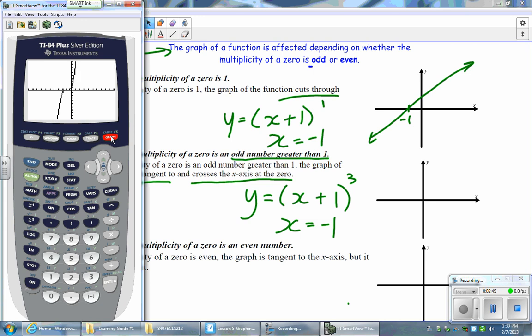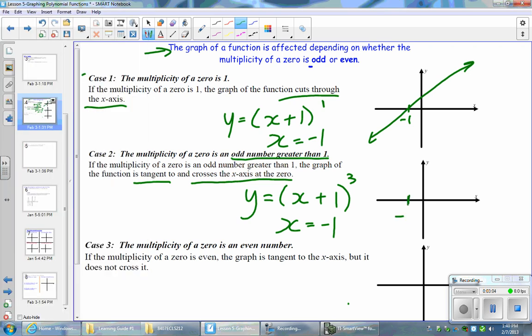We get a graph that looks like that. Once again, we still have a zero of negative 1, but this time the behavior is different. It's tangent to, but it also crosses at that point. So if I was to draw this a little bigger on my lesson here, here's the zero. My graph is tangent to it, so it just touches it, but then it also crosses it in the end, just like that. That's what it looks like when your zero has a multiplicity of an odd number greater than 1.